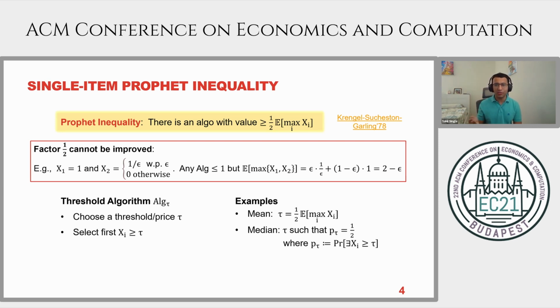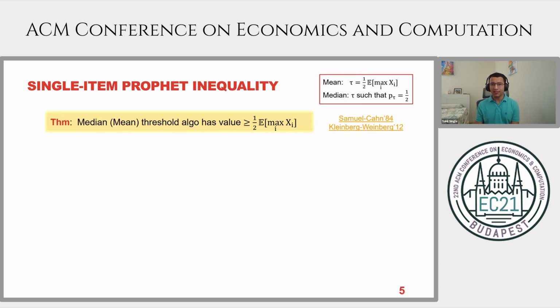Assuming your distributions are continuous, with no point masses, which you can always ensure by slight perturbations, there always exists such a threshold such that the max exceeds it with probability exactly a half. So this is what I'm going to call the median threshold. And what's known is that both these median and mean threshold algorithms get you a value which is on average at least half of the expected max. For the median threshold, this was shown by Esther Samuel Kahan in 1984. And for the mean, this was studied by Kleinberg and Weinberg.